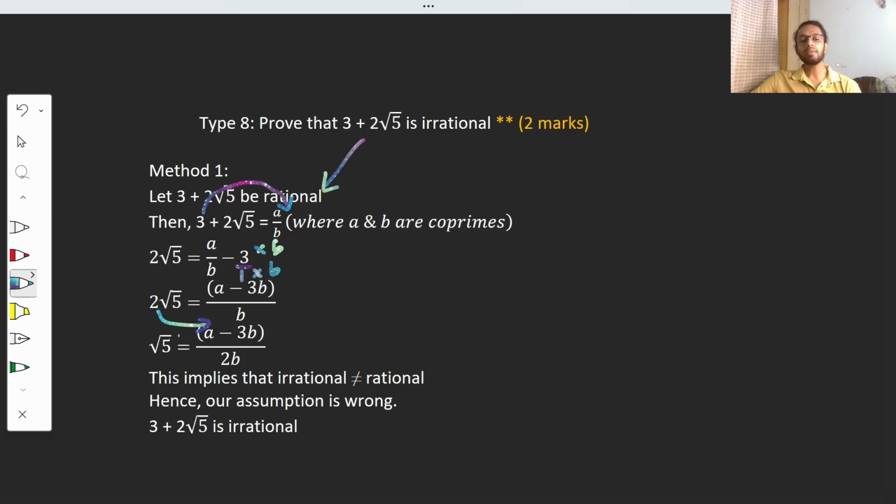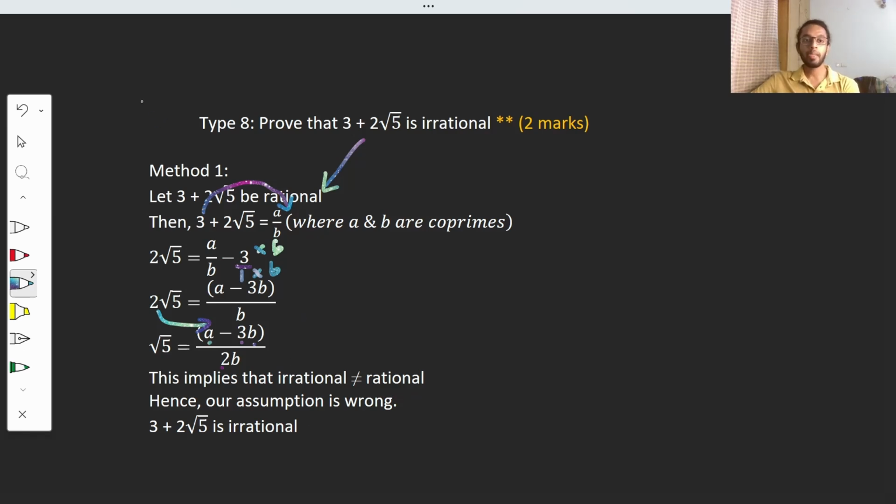As you can see, the left hand side root 5 is irrational, which we already know. And in case of a 5 mark question, we would have proved it above as well. Whereas the right hand side is rational. How do we know right hand side is rational? Because the ones that we have assumed as a and b and the numbers 3 and 2 are all integers. So the fraction which contains only integers will be rational. So this implies that the left hand side is irrational, but that cannot be equal to the right hand side, which is rational. Therefore, we can say our assumption is wrong, and therefore we prove 3 plus 2 root 5 is irrational.